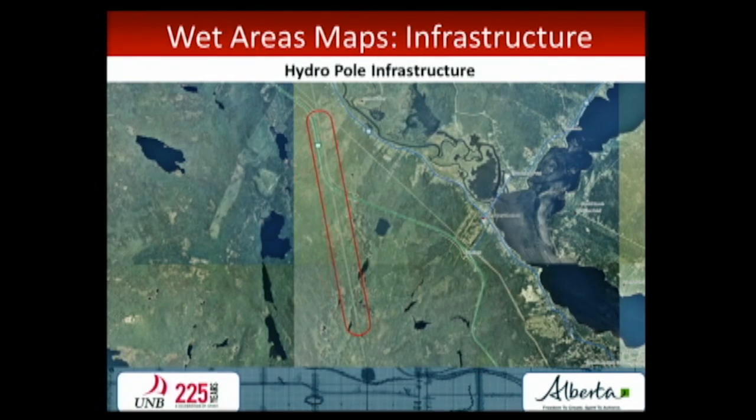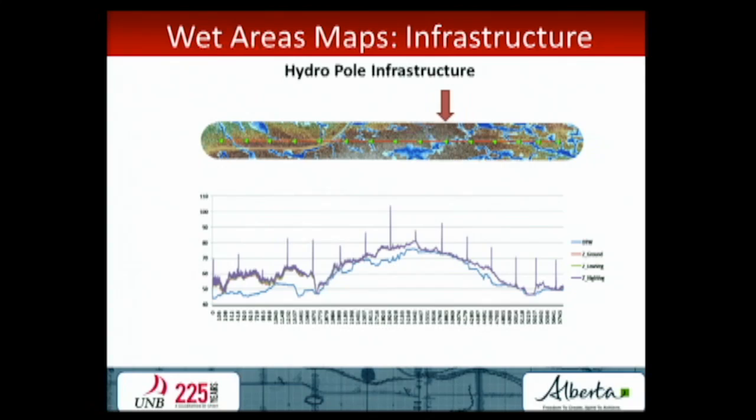Another one of the uses that we'll look at here, this is an example of hydropole infrastructure placement. So what you see in red is just the outline of an area that we're going to be zooming into. So now what you see is that zoomed profile, and the small green triangles represent the actual locations of hydropoles along this transect.